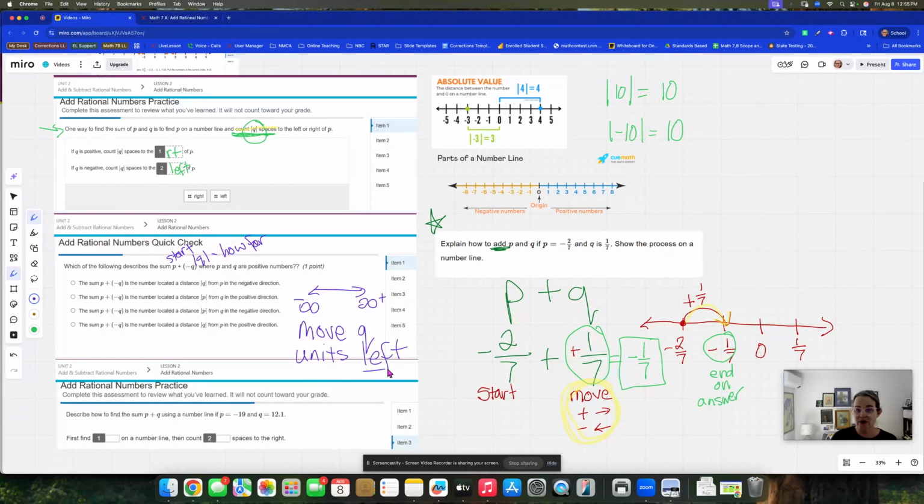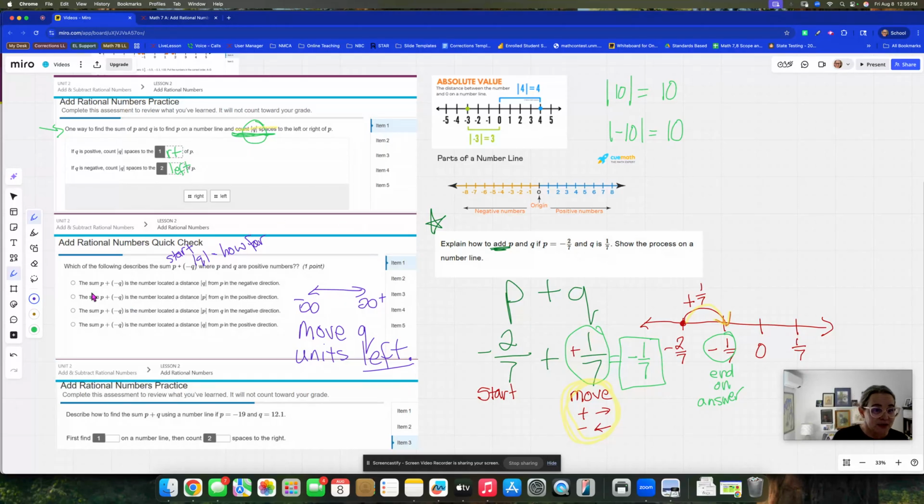So Q is negative, so I'm going to be looking to move Q units left. And you guys, this is a strategy that I use with multiple choice. Sometimes I don't even look at the choices. If it's really confusing and a lot of reading, I'm going to think about what I think the answer is first. Because when I look at these choices, they all look exactly the same to me.